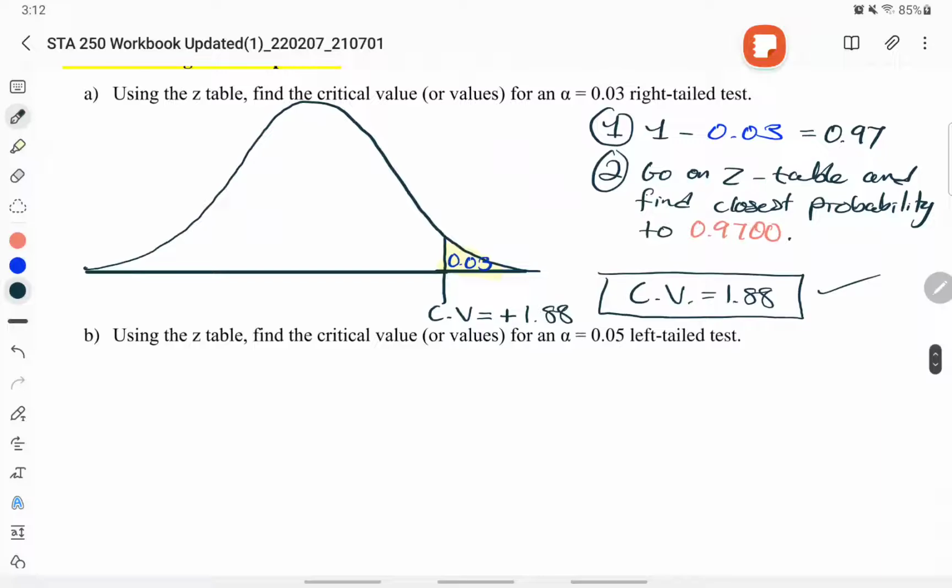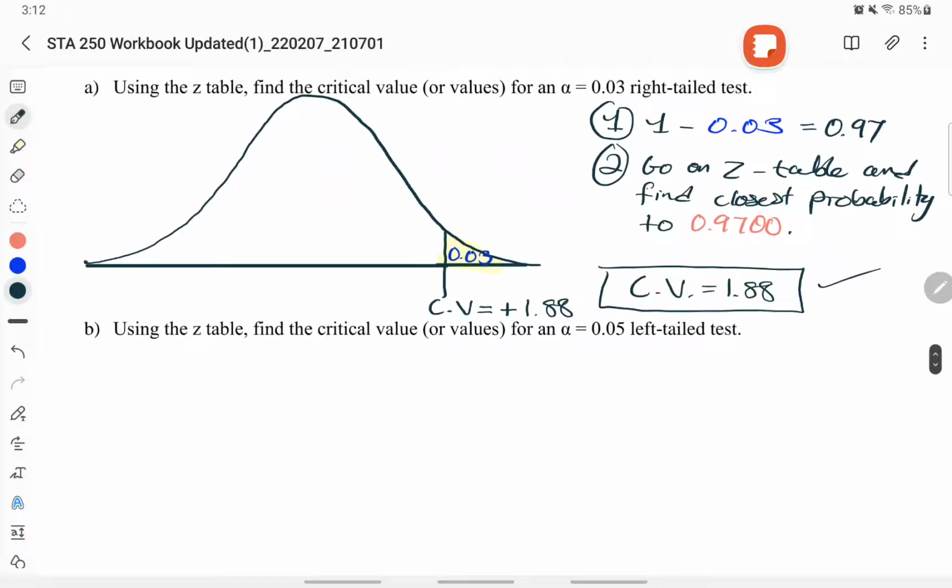So from now on, when it comes to a Z critical value, you can use the z-score percentage document to find the critical value. For example, using the z-table, find a critical value or values for an alpha 0.05 left tail test. If it is a left tail test, we know the critical value is going to be negative.